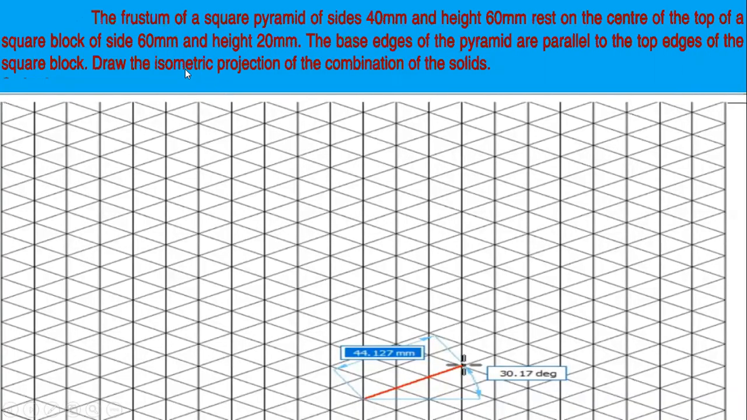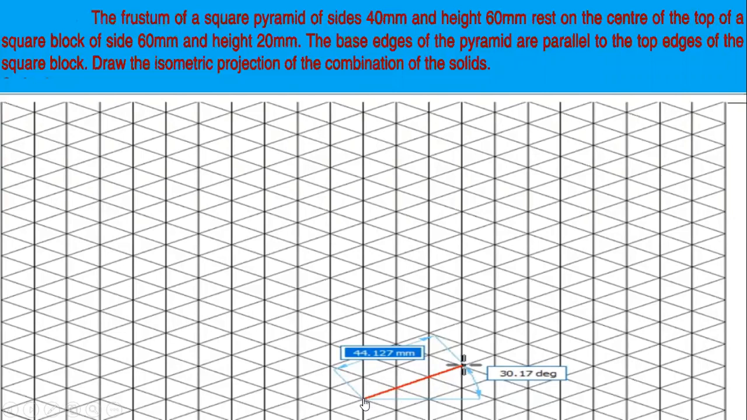So first you need to construct the square block of side 60 mm. From any one of the points, here you can see there are two lines. One is a 30-degree inclination line and the other one is a 150-degree inclination line. So both are 30 degrees on either side. Whatever you are constructing is over this 30-degree and 150-degree inclination line. So it is a square block of side 60 mm.